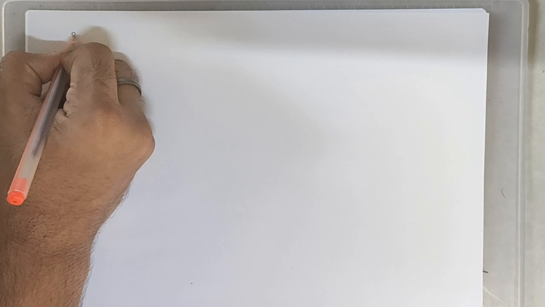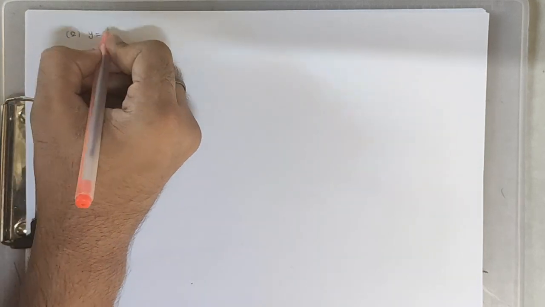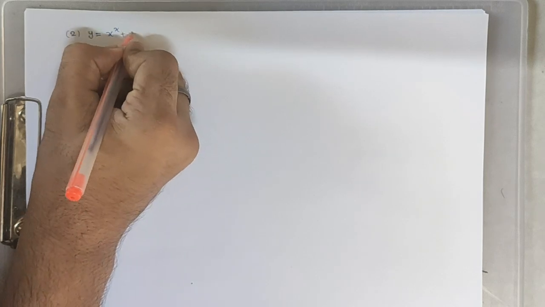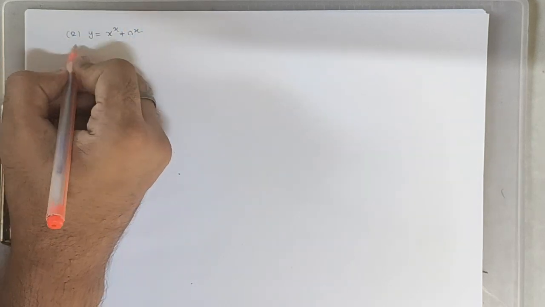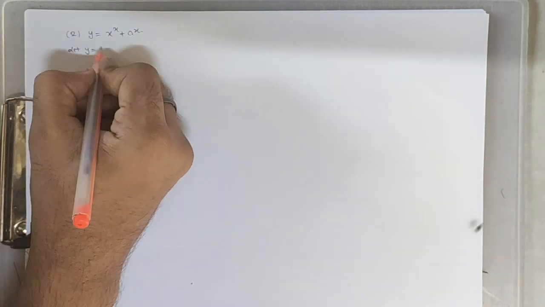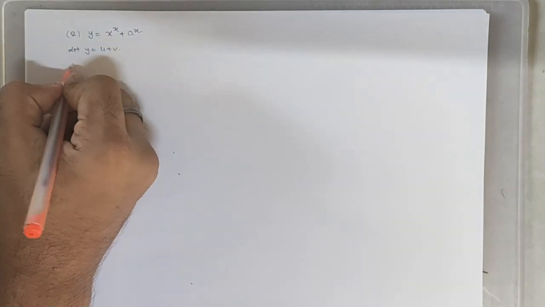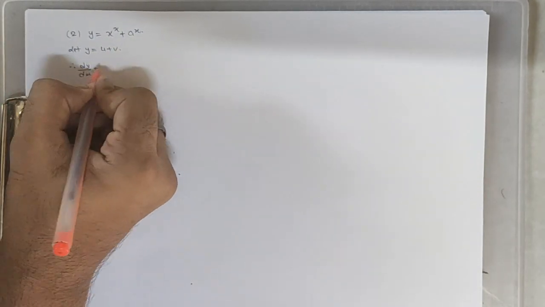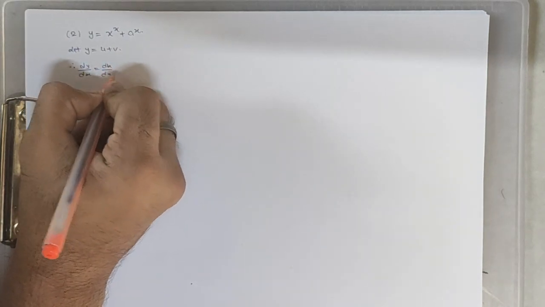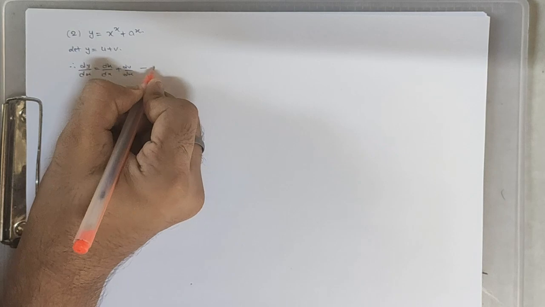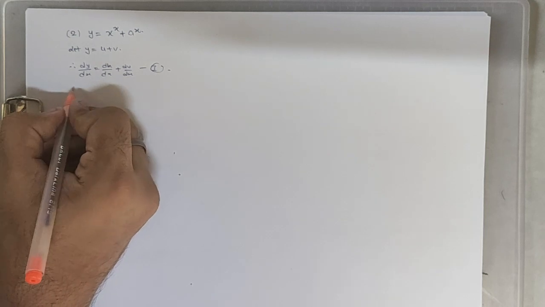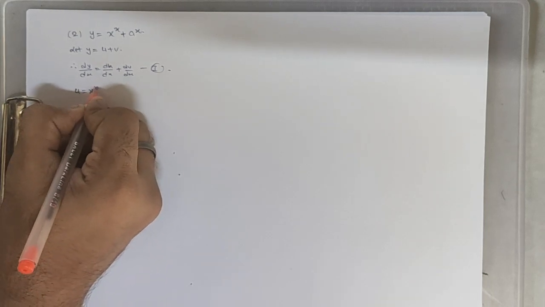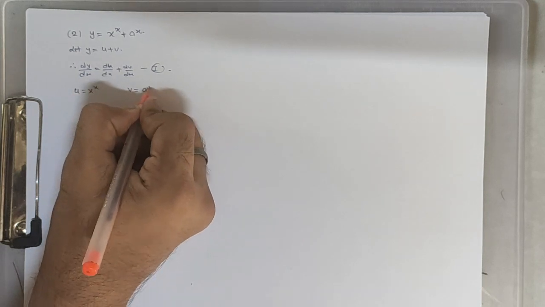Now the second problem of question number 3: y is equal to x raised to x plus e raised to x. Now again this is in the form of addition, so let y is equal to u plus v. Therefore, dy by dx is equal to du by dx plus dv upon dx. This is equation 1. Now let u be x raised to x and v be e raised to x.